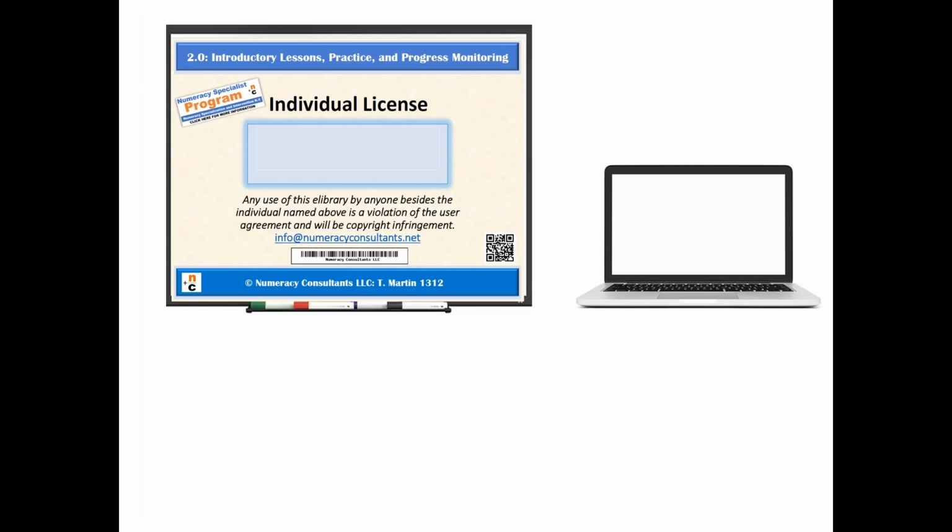So here's what instruction looks like. We have our library system, which is one of the things you'll have access to today. You have access to counting by ones and counting by tens. So this is a counting by tens skill, and I'm going to show you how this works.